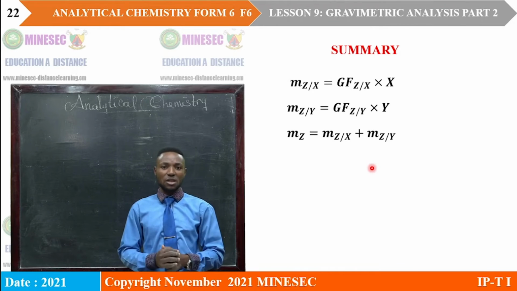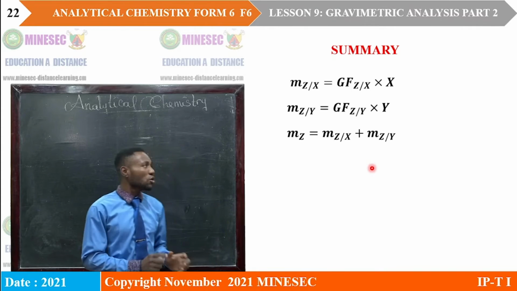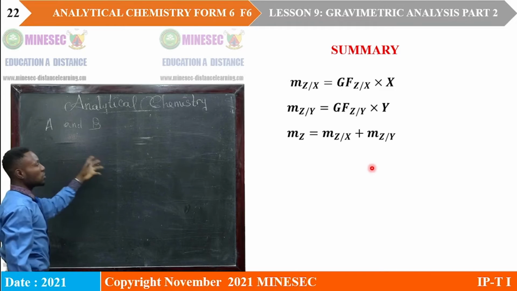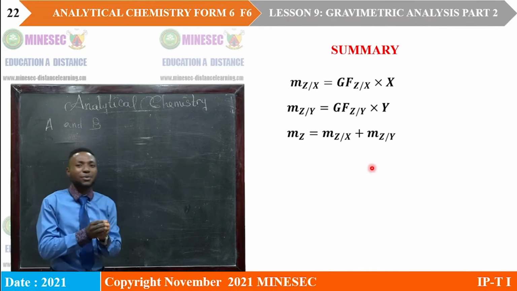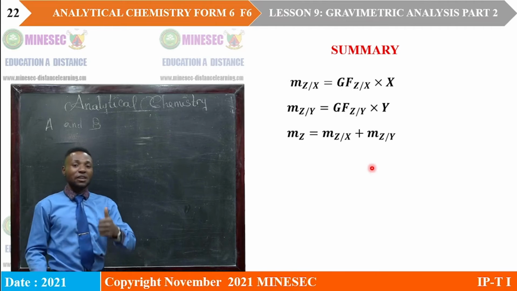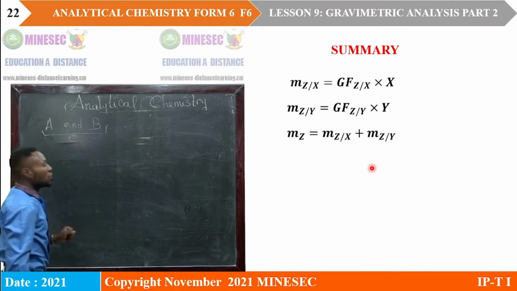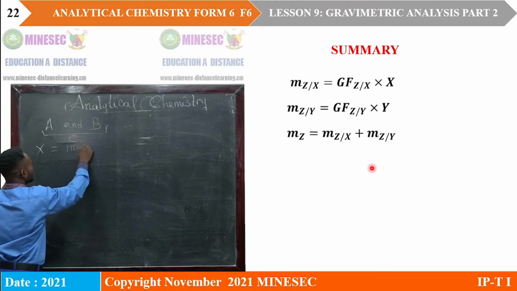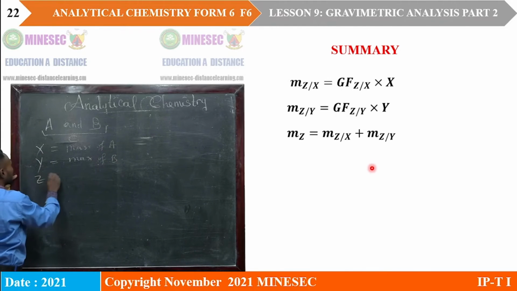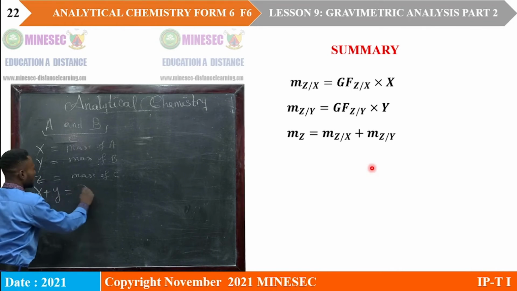Summarily, my dear students, what are we saying? We are saying that if you have two substances, let me say A and B, that you want to analyze, and it is not possible to separate them, we will proceed by indirect gravimetric analysis. And how is that done? The first thing is, you consider these two to form a mixture called C. You consider X to be the mass of A, Y to be the mass of B, and Z to be the mass of the mixture C. It therefore means X plus Y gives Z.